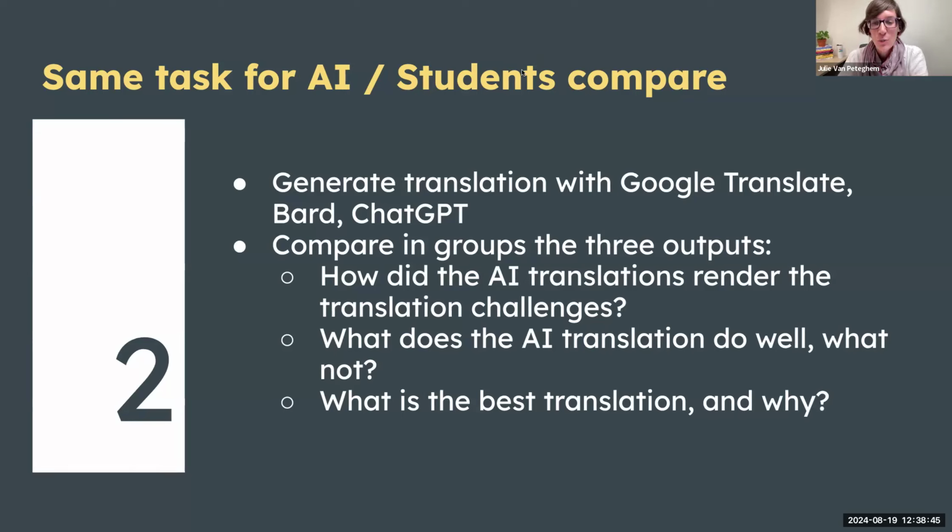And so the interesting thing was that there was no consensus. So I had at least one vote for all the 3 translations. So the students were not in agreement that one tool was better, and they saw that all of them had difficulties, similar difficulties to what humans had. So none of the AI tools nailed the translation. So there were still some issues.